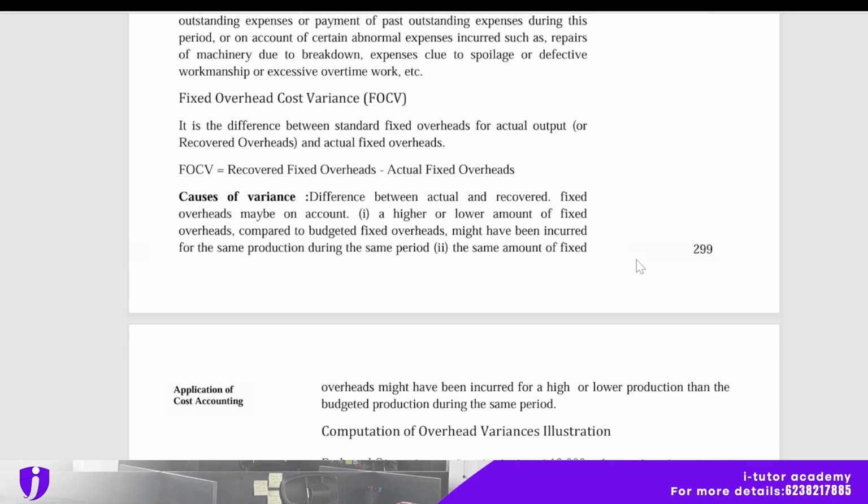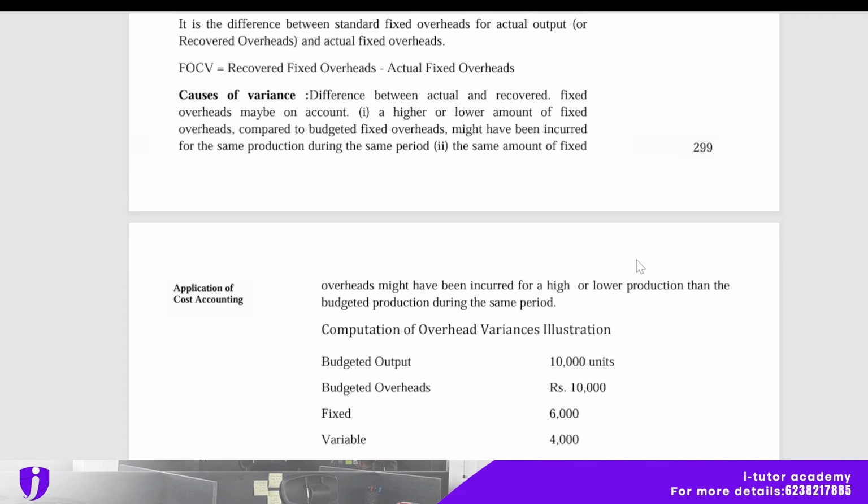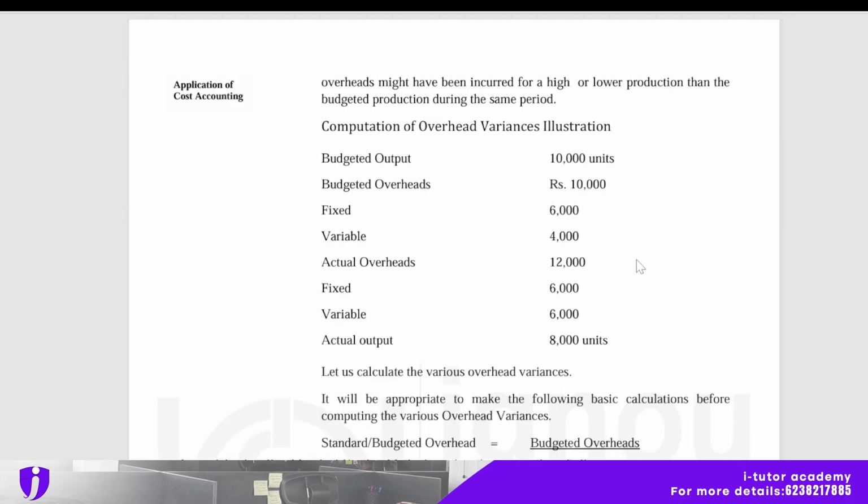Fixed overhead cost variance is the difference between standard fixed overhead for actual output and actual fixed overhead. The cause of variance is the difference between actual and recovered. Fixed overhead may be on account of a higher or lower amount of fixed overheads compared to budgeted. Fixed overhead might have been incurred for the same production during the same period. The same amount of fixed overheads might have been incurred for a higher or lower production than the budgeted production during the same period. And a computation of overhead variance illustration is here.